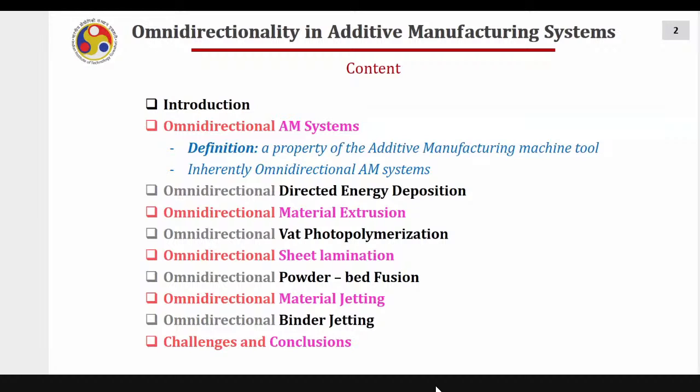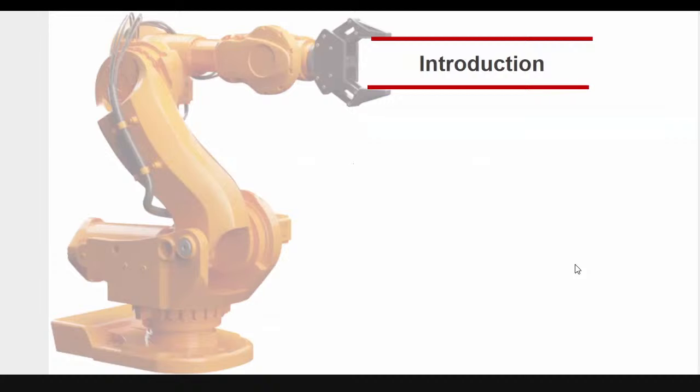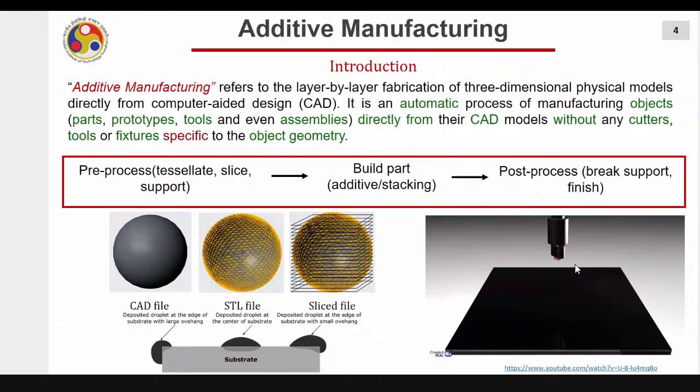Then I shall also discuss the inherently omnidirectional AM systems. Then omnidirectional direct energy deposition, omnidirectional material extrusion, wet photopolymerization, sheet lamination, powder bed fusion, material jetting, binder jetting, and all. And finally, the concluding presentation. So basically, additive manufacturing, you all know that, but let me just read this.